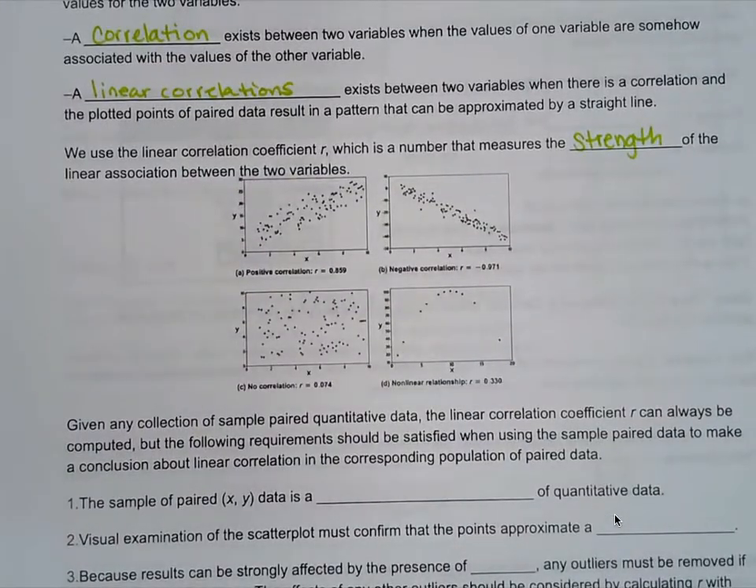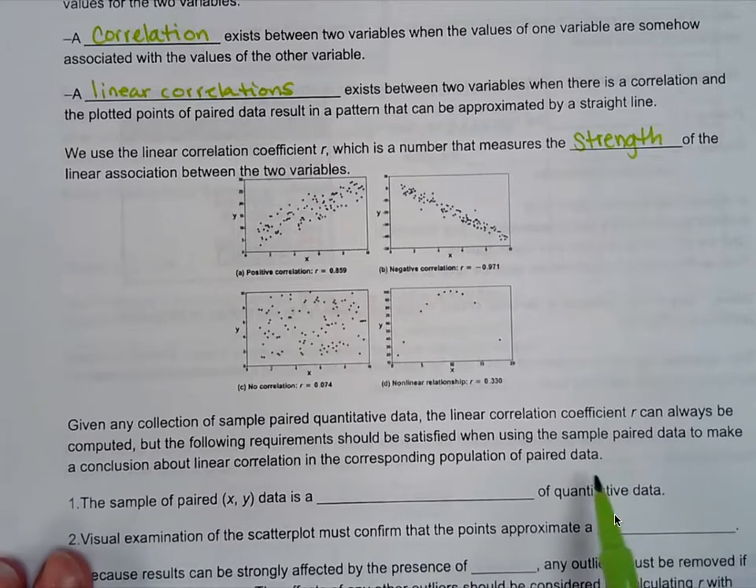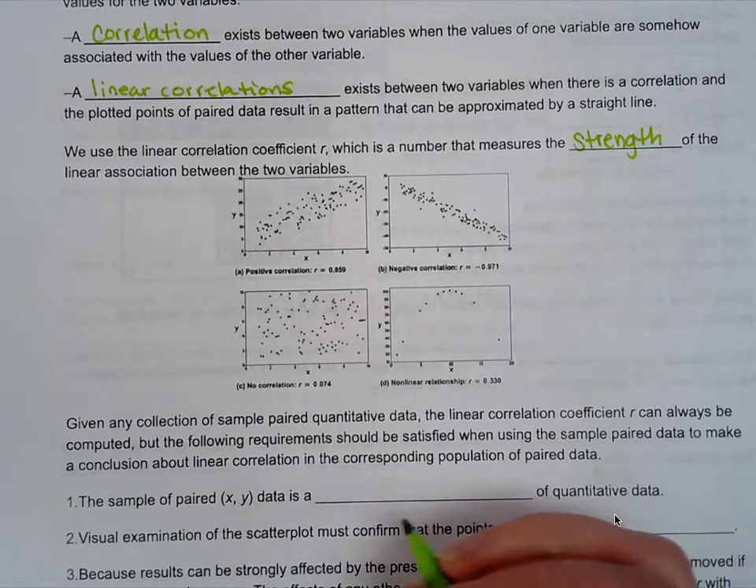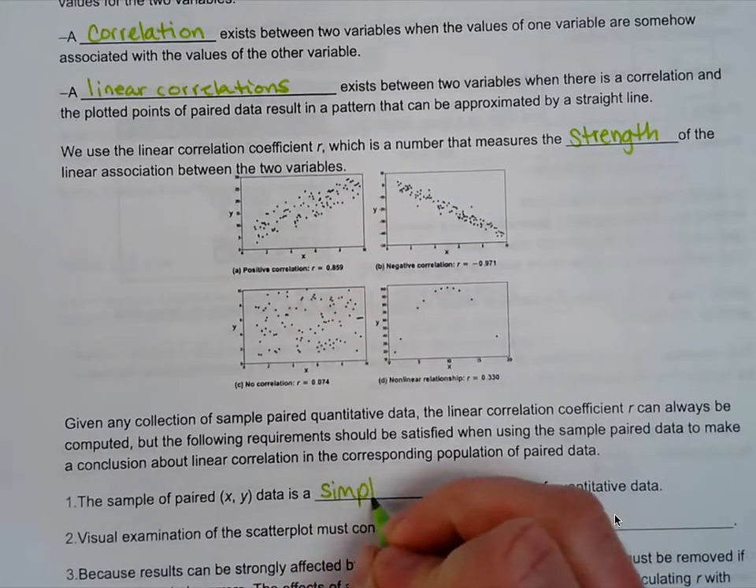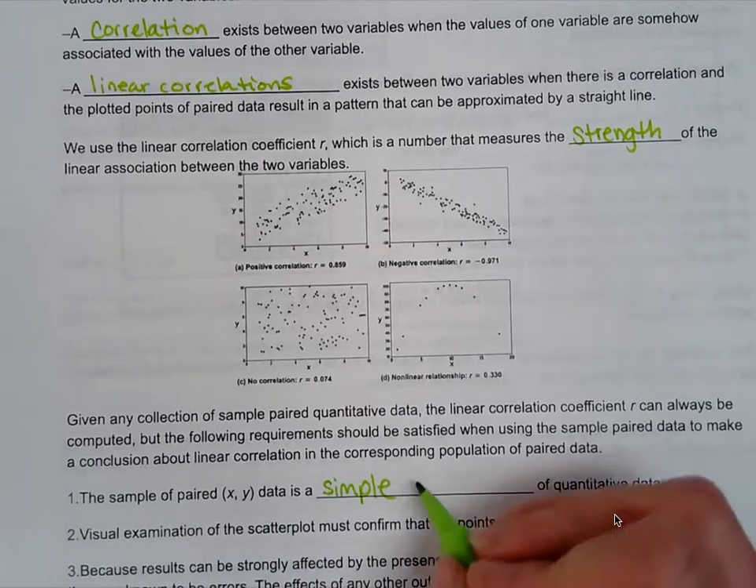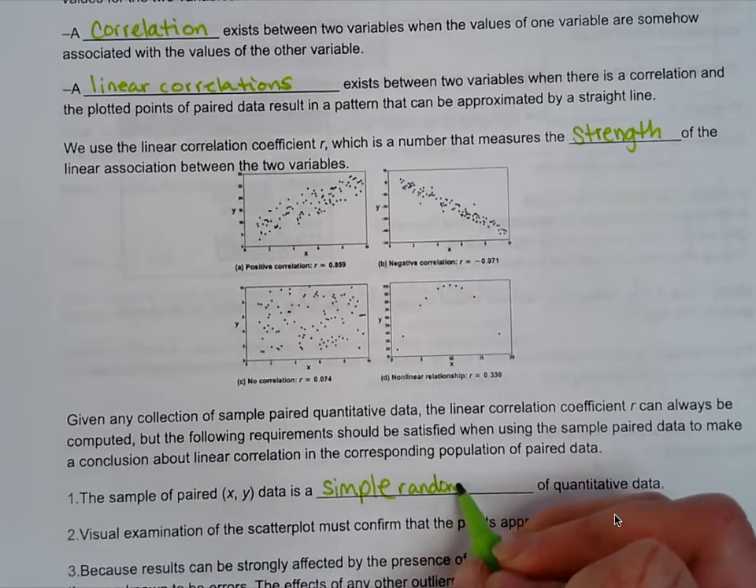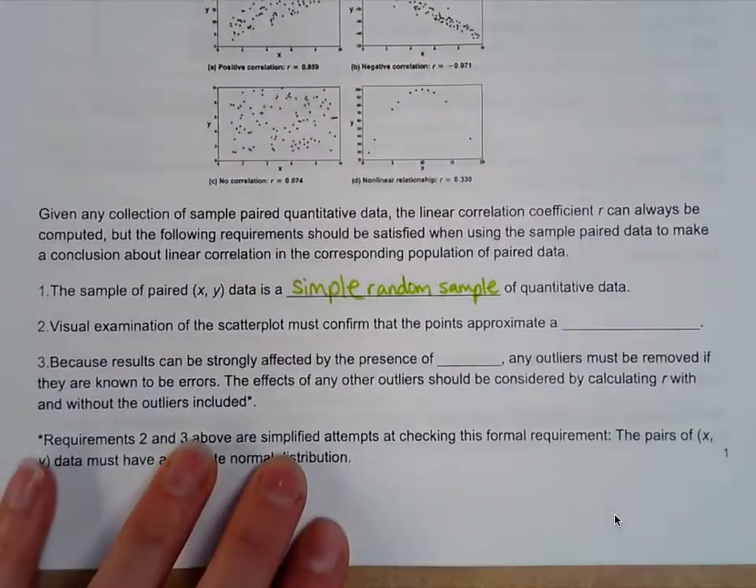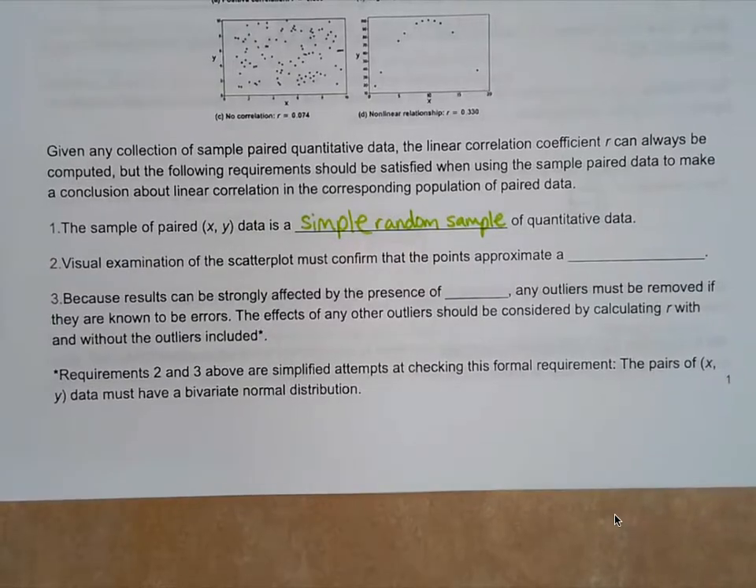Given any collection of sampled paired quantitative data, the linear correlation coefficient R can always be computed. But the following requirements should be satisfied when using the sample paired data to make a conclusion about linear correlation in the corresponding population of paired data. The sample of paired XY data is a simple random sample. So the data must be collected as a simple random sample.